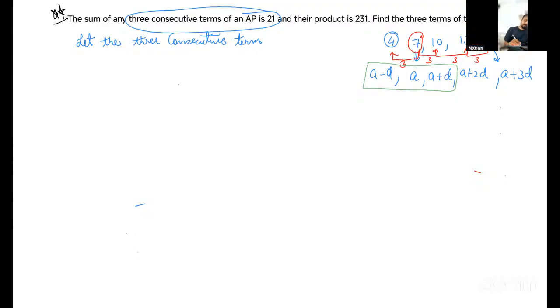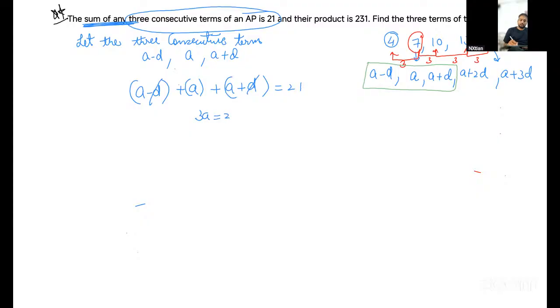So the three consecutive terms are A minus D, A, and A plus D. Now it is said that the sum of these, A minus D plus A plus A plus D, is equals to 21. So now minus D and plus D we can eliminate. It will become 3A is equals to 21. A is equals to 7. Did you understand, guys? Any problem in that?